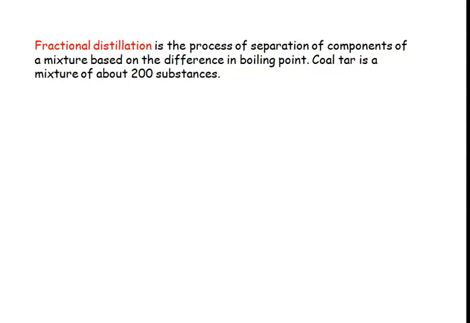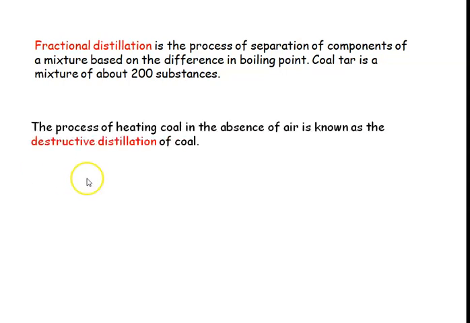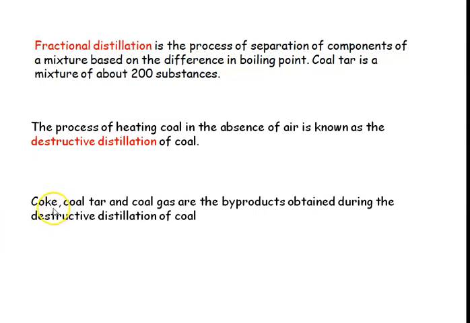So in case of coal, another term used is destructive distillation. What do we understand by destructive distillation of coal? It is the process of heating coal in absence of air. So what are the byproducts we get? They are coke, coal tar and coal gas, obtained during the destructive distillation of coal. So if the question is for separation of components of coal tar, then the answer will be fractional distillation, and if it is for the separation of components of coal, then the answer will be destructive distillation.